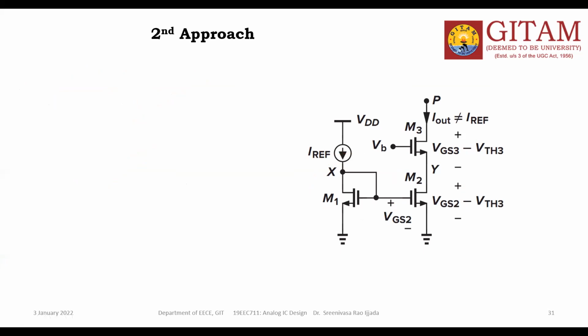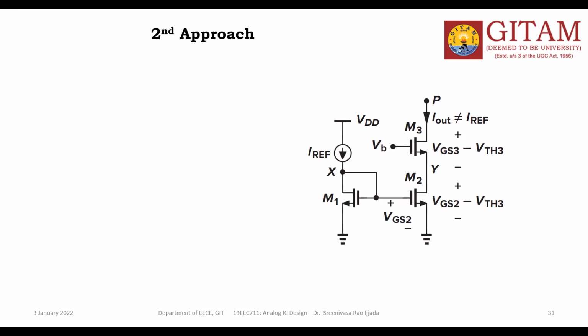VDS1 should be equal to VDS2, which should be equal to VGS2 minus VTH2. That's it. In this case, particularly, because your M1 transistor is a diode-connected device, it is impossible to get VDS1 less than VDH. Okay, it is impossible. You will not get this. So what to do? How to get this?